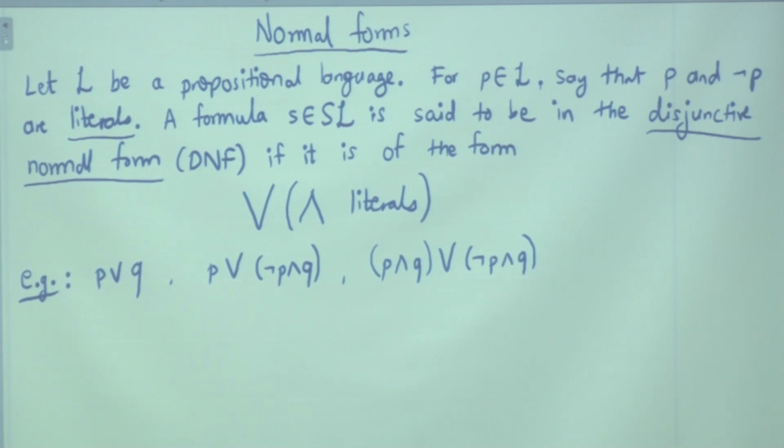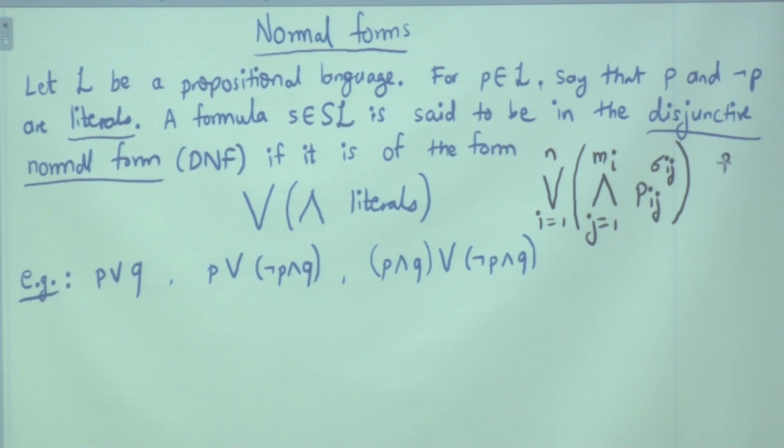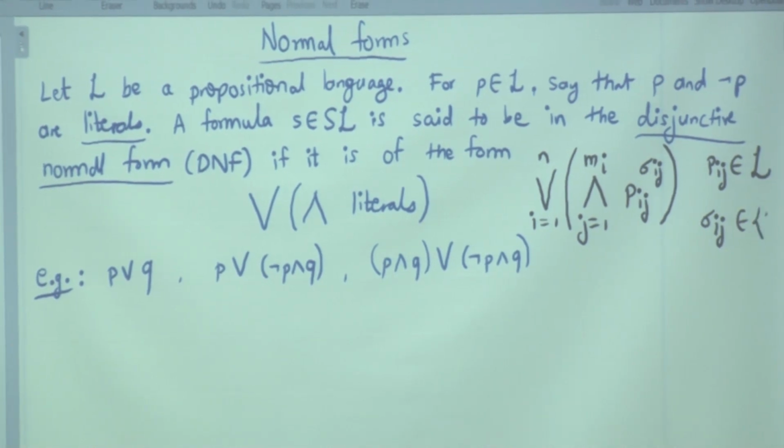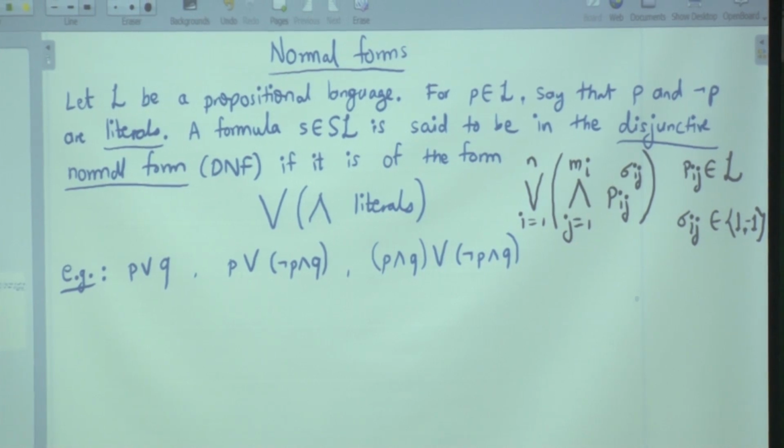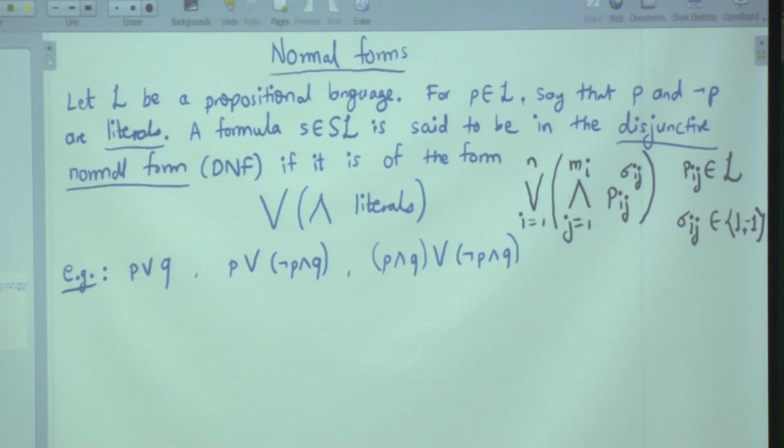Maybe I can tell you the more specific form of this. Generally we write it like this: disjunction, i running from 1 to n, where n could be 0, yes, of conjunction, j running from 1 to m_i, because this is the inside thing, and then p_ij to the power sigma_ij, where the p_ij's are in L and the sigma_ij's are in plus or minus 1. Let us see how to make sense of this. If I write p to the power minus 1, I am actually talking about negation p. Do all of you understand this? Note that m_i, that index, depends on i.